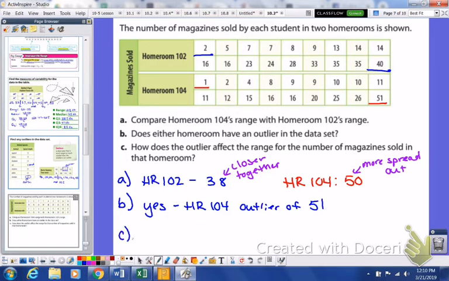And then last up, part C. How does the outlier affect the range for the number of magazines sold in that homeroom? Well, without the outlier, so if we took that 51 out, the range is only 25. So it actually doubles our range, so that tells us that it is definitely an outlier. Falls way outside the rest of our data. Right, that is the end of section 2.